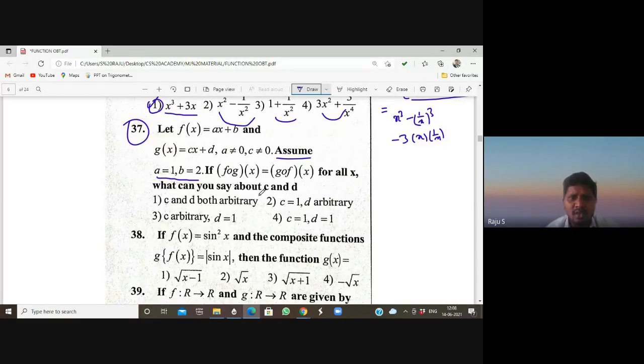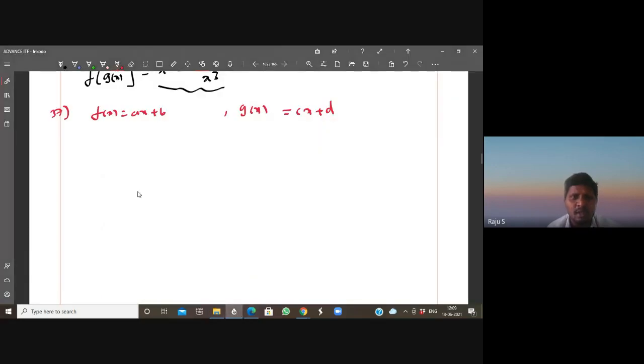What can you say about C and D? Okay, I want to substitute A equal to 1 and B equal to 2. F of x becomes x plus 2. G of x is the same, cx plus d. Am I right?